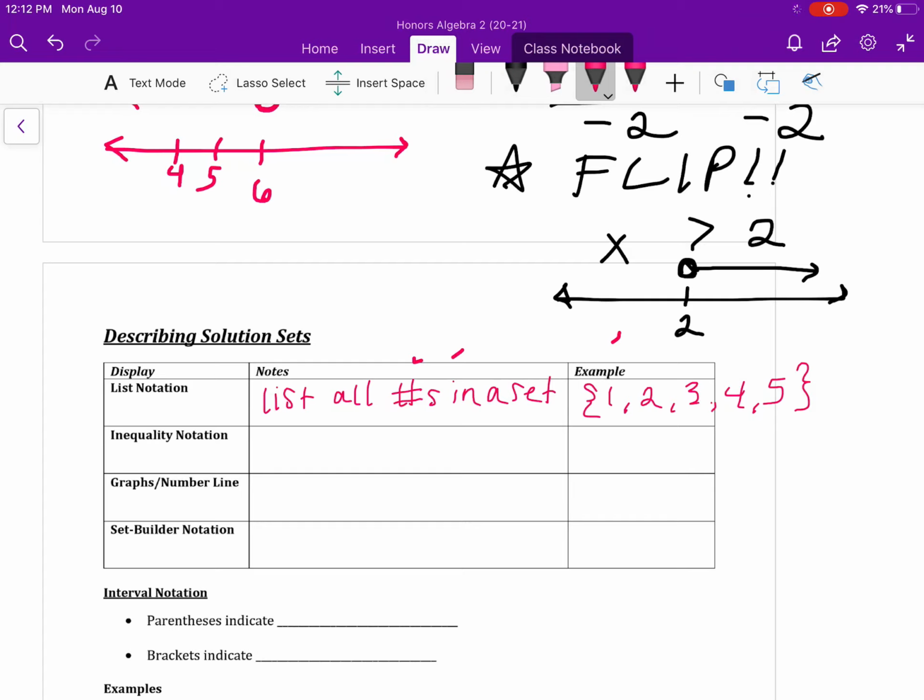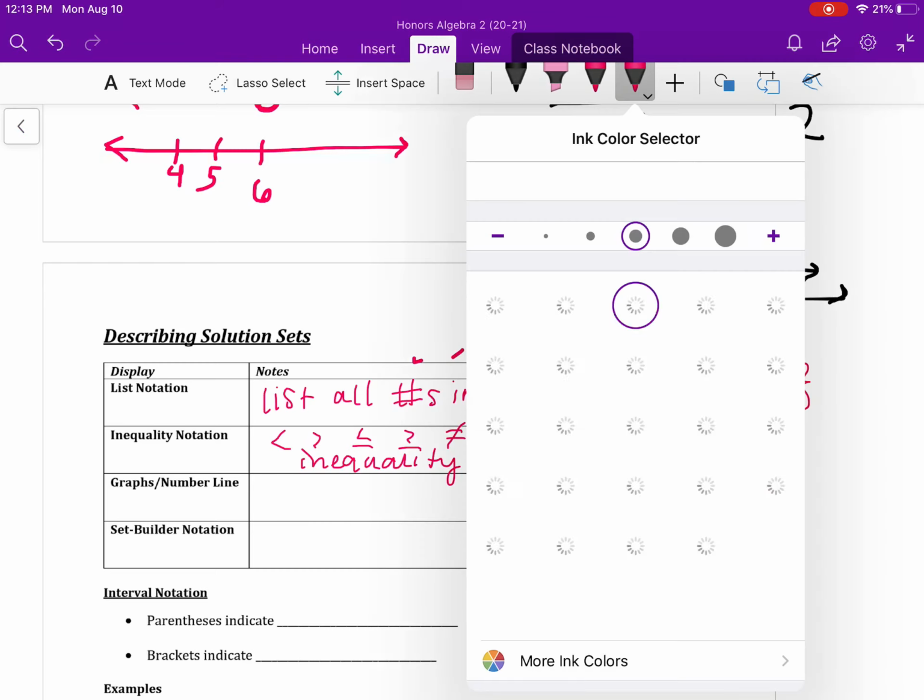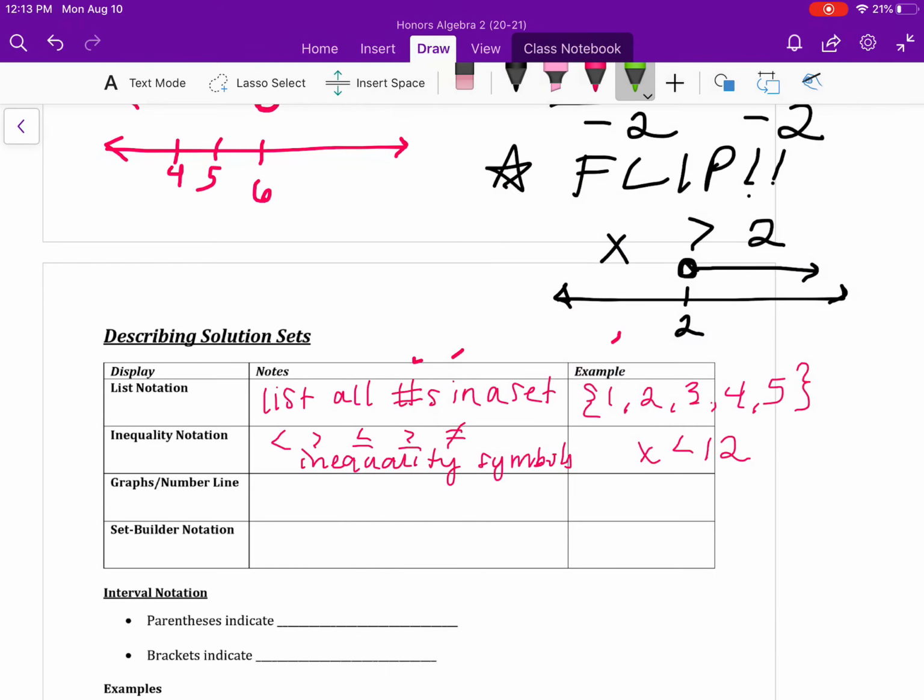What about if I said, hey, all the numbers less than 12, right? Inequality notation says we're using all of the inequality symbols, right? Maybe does not equal to. These are called the inequality symbols because it doesn't mean they're equal to. This means I could say x is less than 12. So that is a different notation, right? Notation is basically how we write something. So here we have list notation where I just list the numbers. Here I have inequality notation where I write my inequality, right?